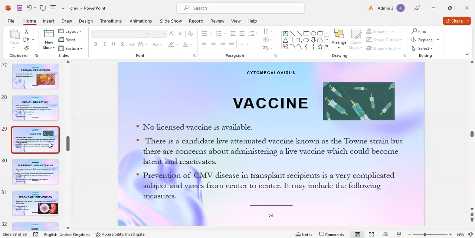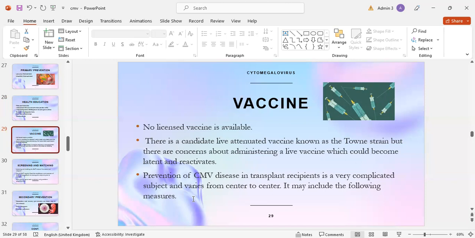Vaccine: no licensed vaccine is available. There is a candidate live attenuated vaccine known as the Towne strain, but there are concerns about administering a live vaccine which could become latent and reactivate.